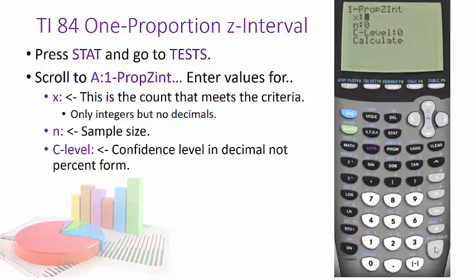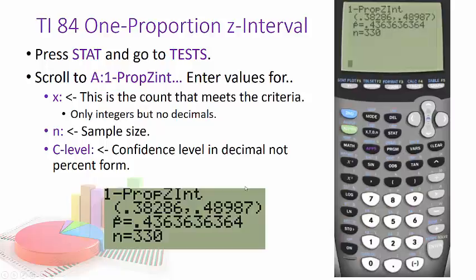And then when you enter it, you get this sort of level here. You've got to put in X, which is the count that meets the criteria, 144 for our example. Our sample size was 330, and we did a 95% confidence level. So the nice part here is you don't have to remember that 1.96 is the Z value.